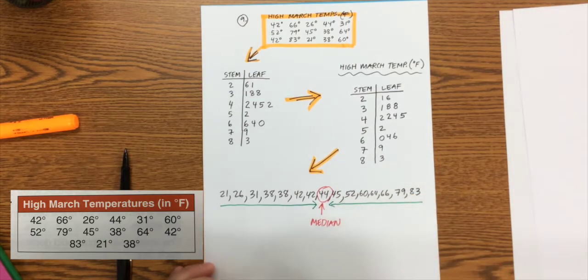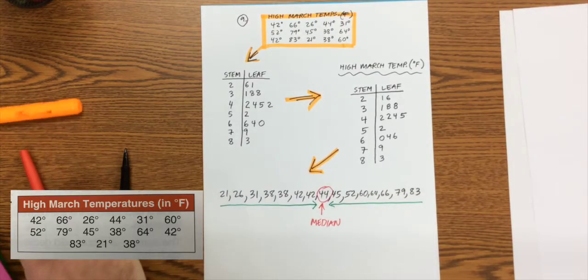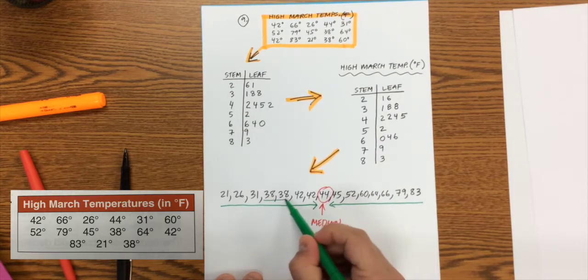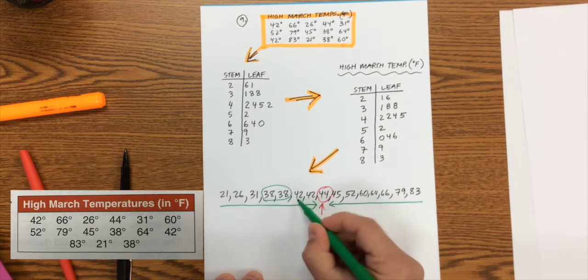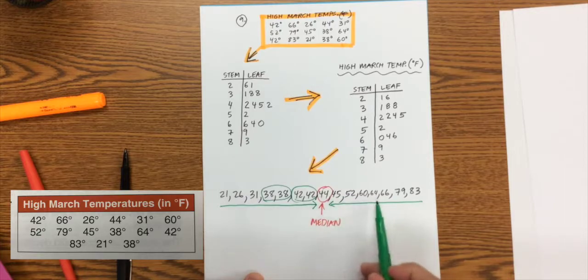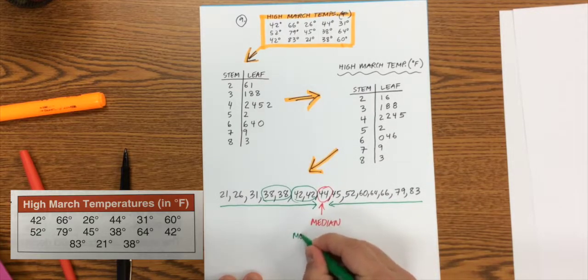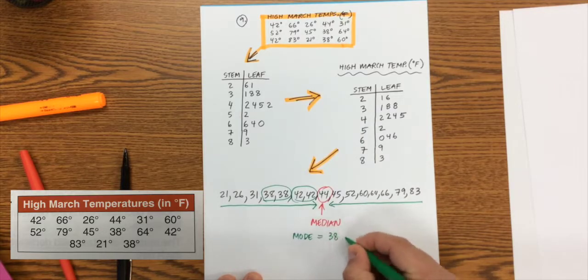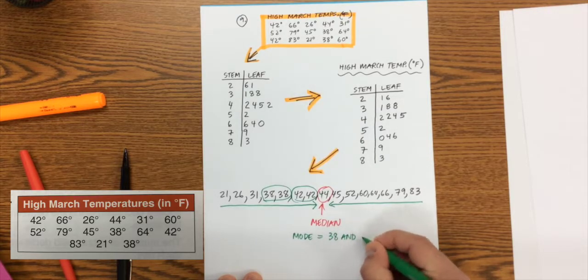Now I'm looking for the mode. I want to see what number occurs the most frequently. In this case, well, there's a couple of modes here. 38 repeats twice and 42 repeats twice, and that's it. So guess what, guys? The mode is 38 and 42.